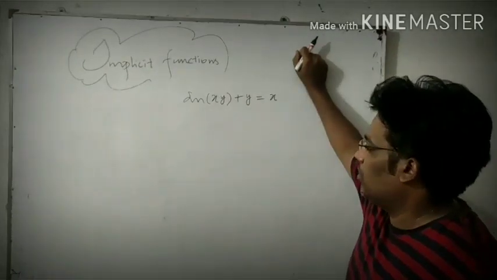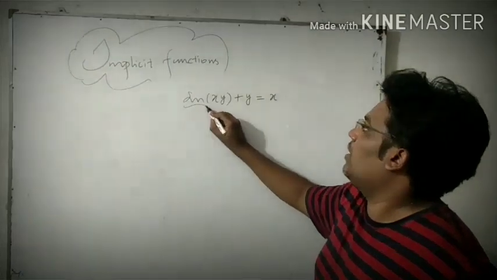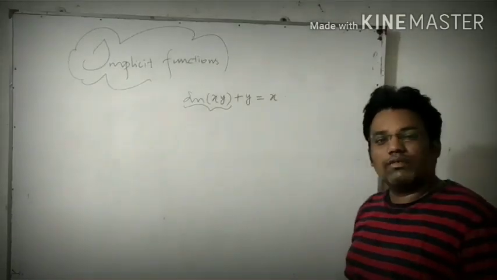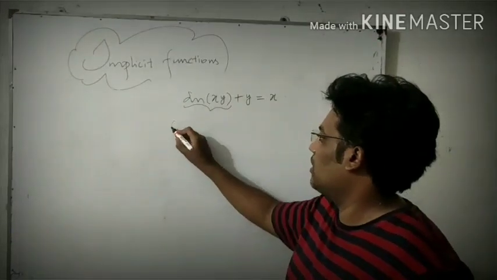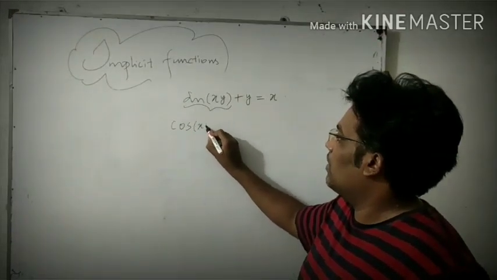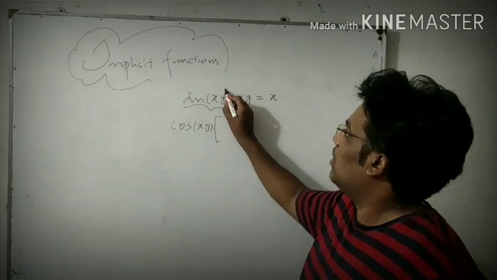So now remember, sine of something. What is differentiation of sine of something? Cos of something. In the sense, differentiation of sine x is cos x. So here it is cos of xy into inner part. Inner part is xy.